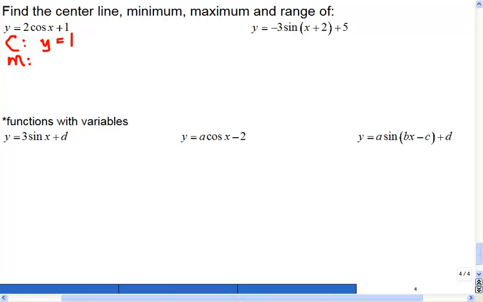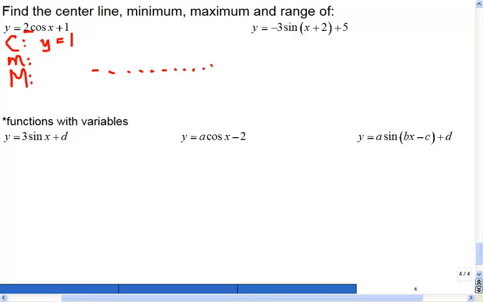What about the minimum? What do you think the smallest value of that graph is going to be? Or if you know it, what would the largest value be? Well, think about how the graph moves, okay? If I have the center line here, what do you know about that number 2 in the cosine? What does that mean? Amplitude is 2. So tell me, what does that mean to have an amplitude of 2? Go up 2 from the center line.